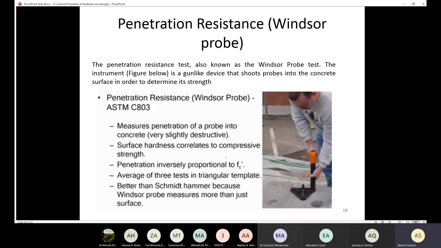Then we have the penetration resistance test, known as the Windsor probe. It's just like a gun; I'm going to release a probe. A probe is just like a sharp nail. The instrument is a gun-like device that shoots probes, meaning sharp nails, into the concrete surface in order to determine its strength.